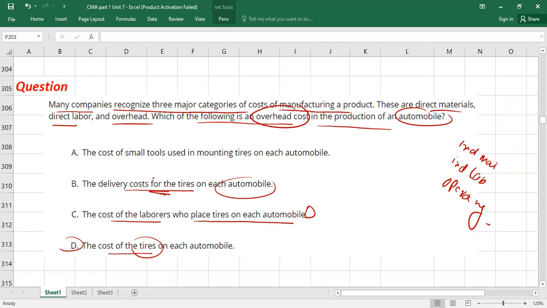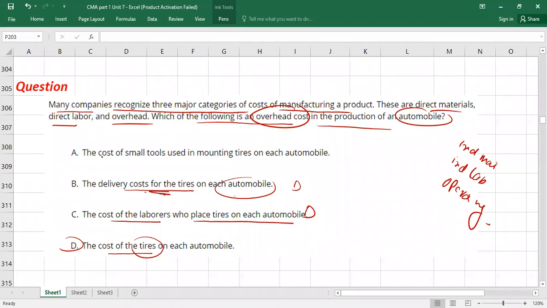Right or wrong? If you are buying any product from America, let's assume you paid $100 there and $20 freight charges. If I ask you what is the cost, what do you tell? 120. This is what they're saying. It means the delivery charges will be part of direct material cost. Which cost? Direct material. So it's not overhead.